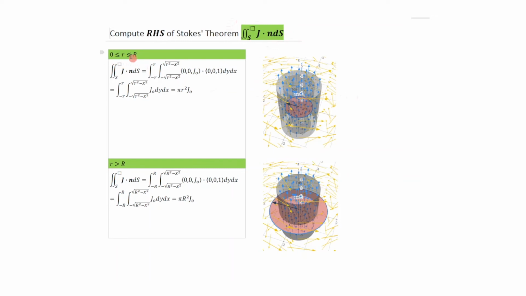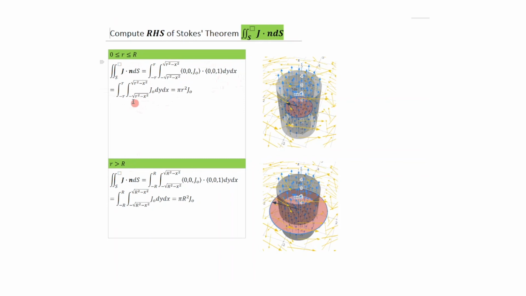The first case is for radius less than capital R, which is the exterior perimeter radius of the cylinder in which a current flux density exists, and then exterior to that region. So in this case, J dot dS would be, and this we've just done in Cartesian coordinates, J is 0, 0, J naught, which is in the z-hat direction, and dS will be just 0, 0, 1 dy dx. This is basically pointing in the z-hat direction. This is the differential surface area vector. If you do the computation of the dot product, this is just J naught dy dx. This is in Cartesian coordinates. You're integrating over circles, so the upper bound would be square root of r squared minus x squared.